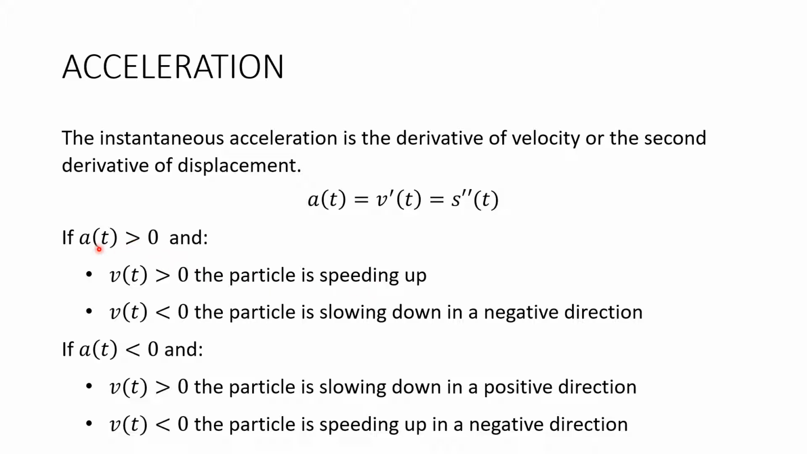So acceleration greater than 0, velocity greater than 0, the particle is speeding up in a positive direction. Acceleration less than 0, velocity less than 0, speeding up in a negative direction. But if the signs are different, then the particle will be slowing down, and then you look to the velocity to see which direction it's going in. You'll need to practice this a bit to understand it.